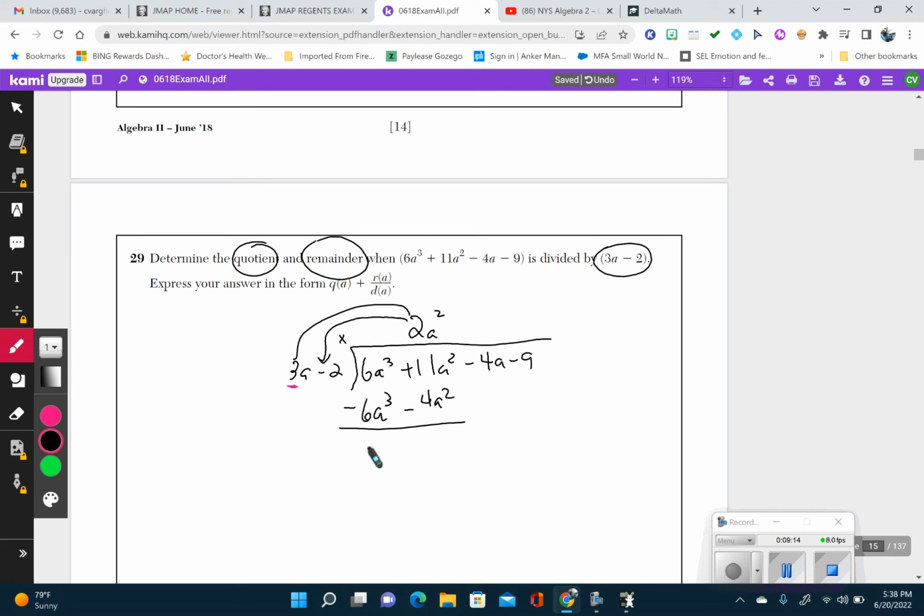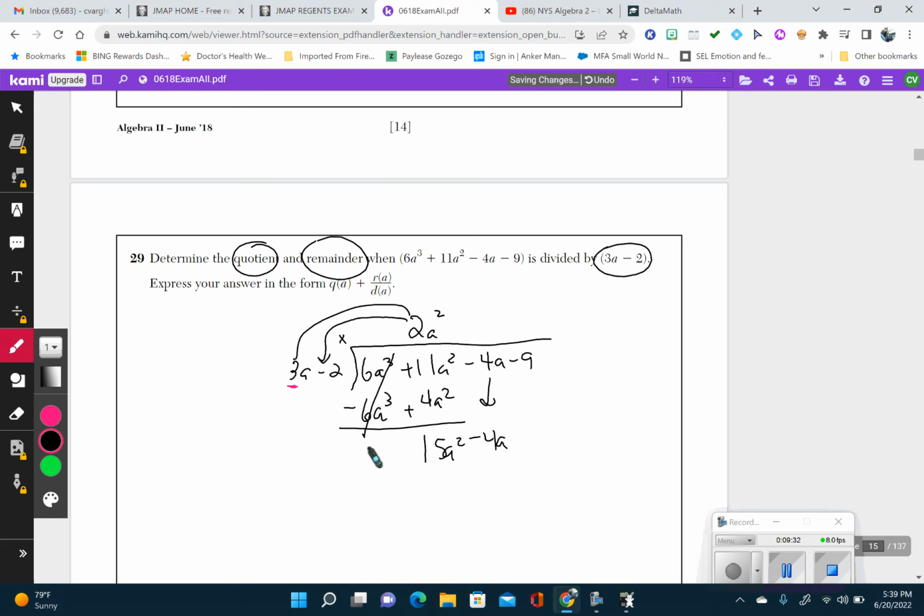That a squared is going to come down. And then this is negative, so you have to switch it to a plus. Whenever you do that, you always switch the signs. And that allows this right here to cancel out. That gives you 15a squared. And then you bring down negative 4a, and then you do that again.